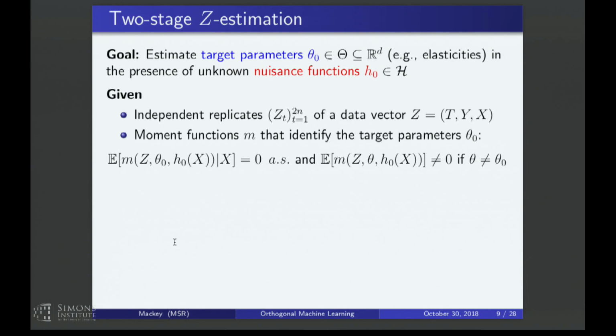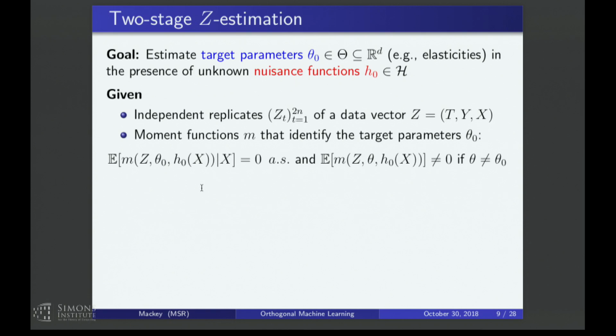To do this, we need some moment functions, m, that identify the target parameter. And identify in the following way: m is a function of your data, z, it's a function of your target parameter, theta 0, and it's a function of the output of your nuisance, h0. And on average, when theta 0 is plugged into m, the value is 0. So it's mean 0 when theta 0 is plugged in, conditioned on x, your covariates. And you also want it to not be mean 0 when theta is not equal to the truth. And this is the identification part.